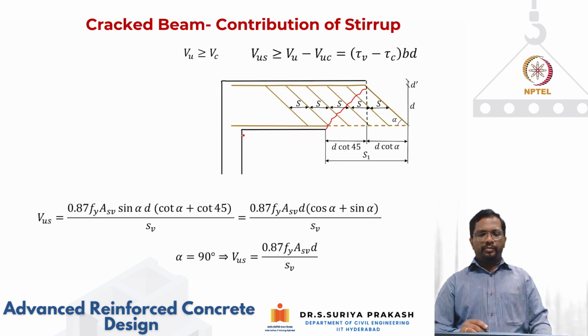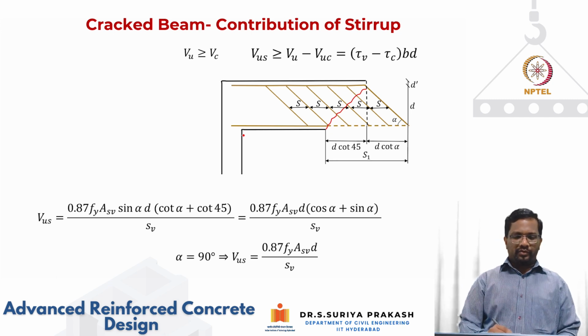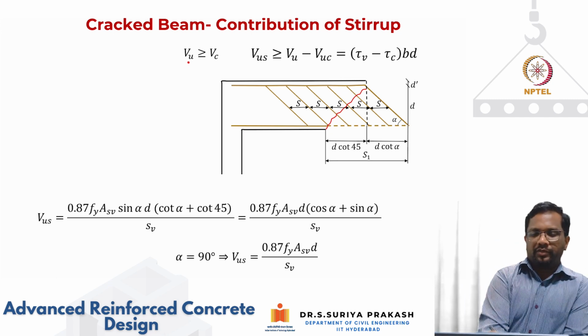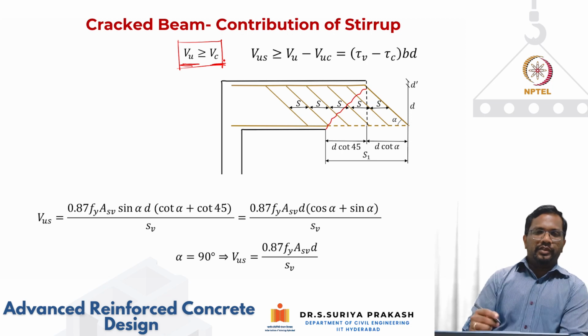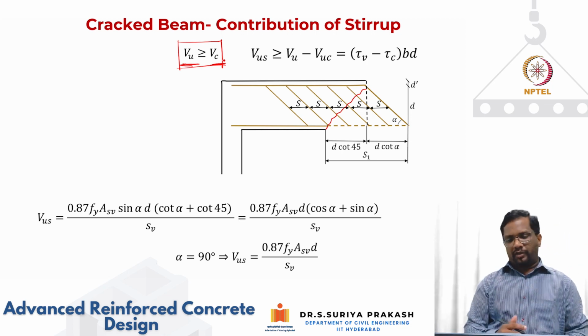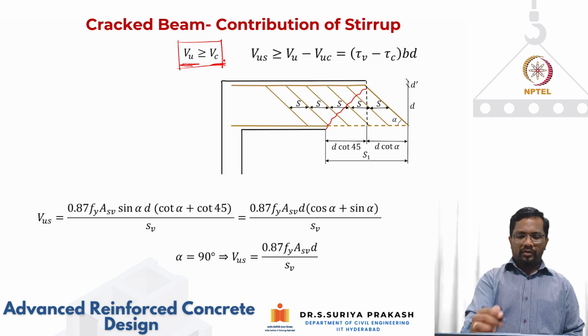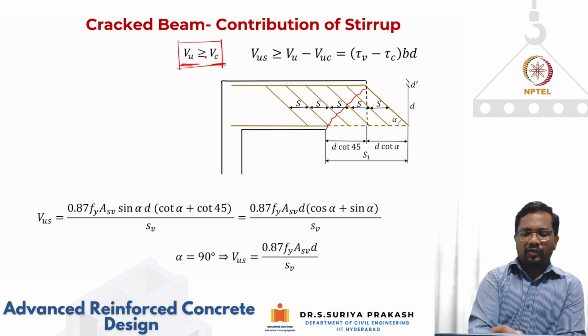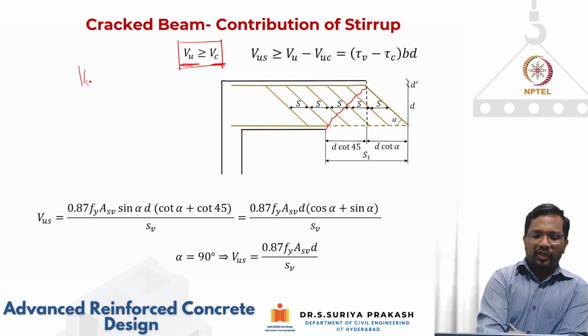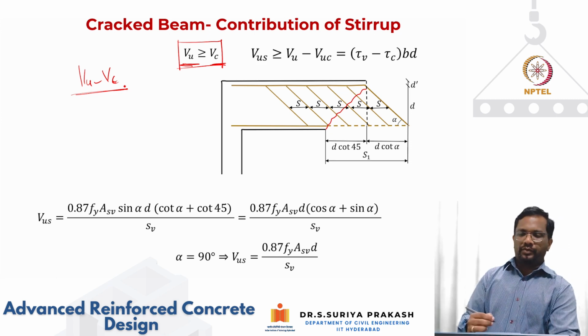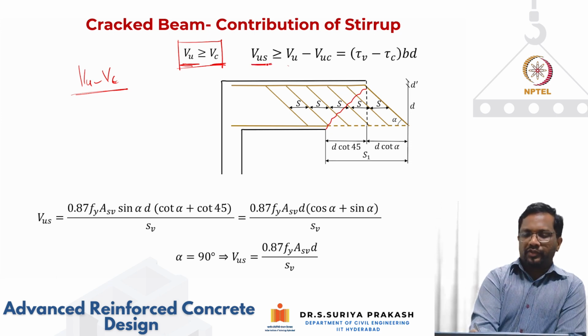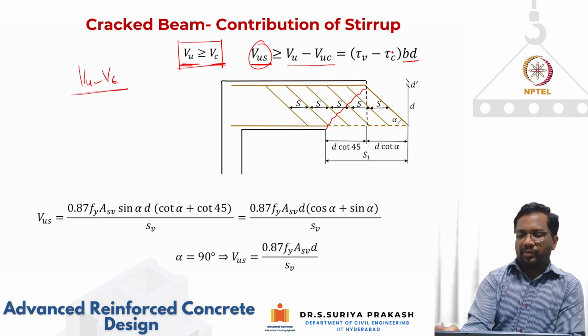Now let's see, for a cracked beam, what is the contribution of your stirrup. Let's say that you're estimating a shear demand and we've estimated your shear capacity. If your Vu is more than Vc, that means the shear demand is higher than your concrete capacity in shear. Then what we have to do is provide whatever the difference is. So Vu minus Vc is the additional resistance I need to provide in the form of stirrups. So the contribution of the stirrups that you're providing should be higher than the shear demand minus the concrete capacity in shear. Concrete capacity in shear we can calculate from tau c, right?